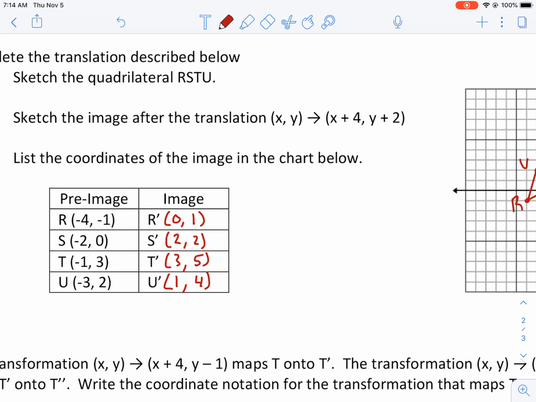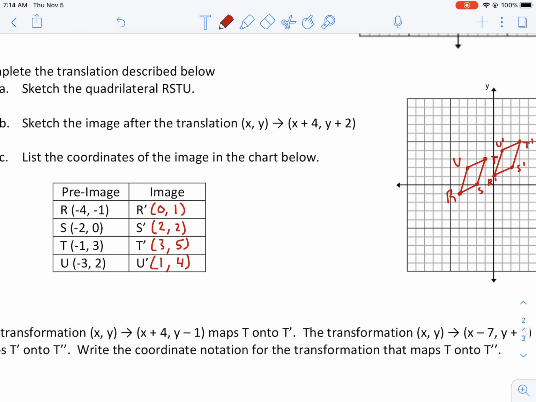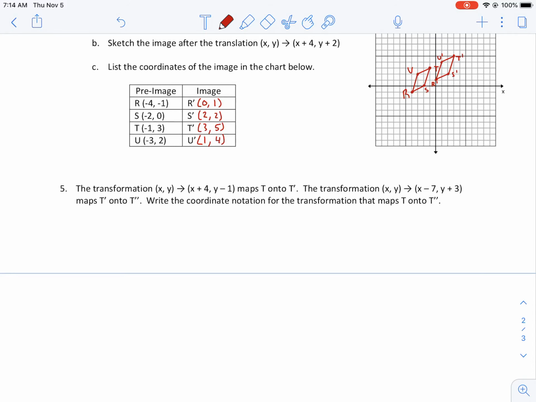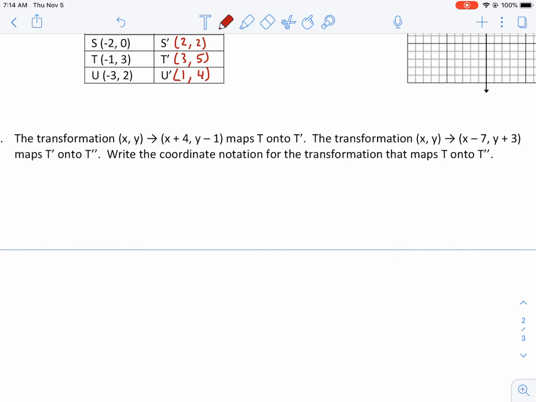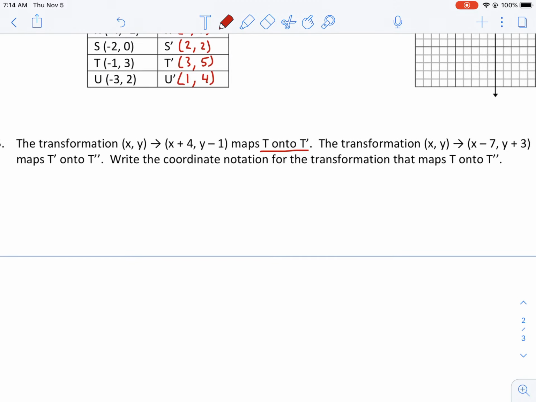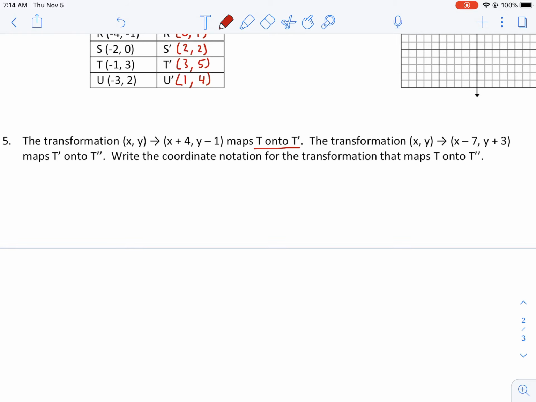You could, if you wanted, get all the new coordinates and then just place the new coordinates instead of counting. But I think counting is a little bit easier. Last one. The transformation (x, y) to (x plus 4, y minus 1), okay? Wait, sorry. That's T onto T prime. That's important. Then the transformation (x, y) to (x minus 7, y plus 3), that's T prime onto T double prime.